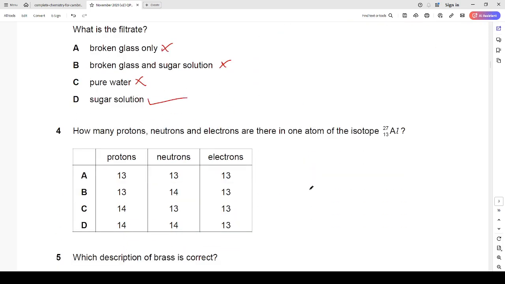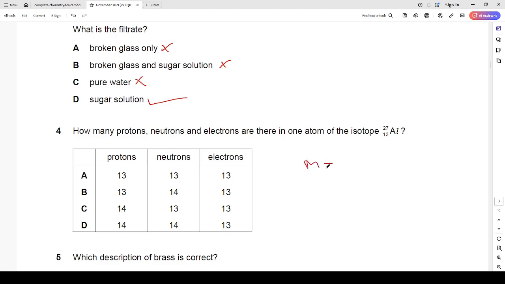Okay. And now let's move to the fourth question. How many protons, neutrons, and electrons are there in one atom of the isotope 27, 13, Al? This is aluminium. And the atomic number or proton number is 13, while the mass number is calculated as 27. How? Let's take a look at the formula.